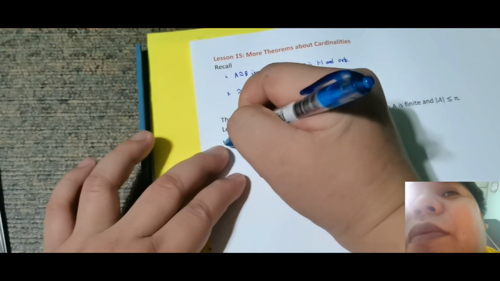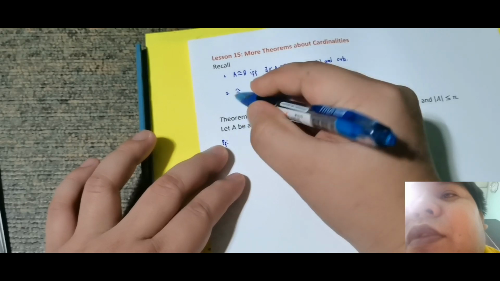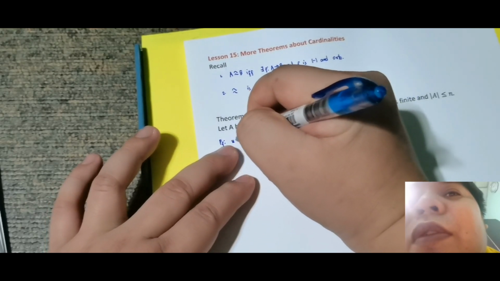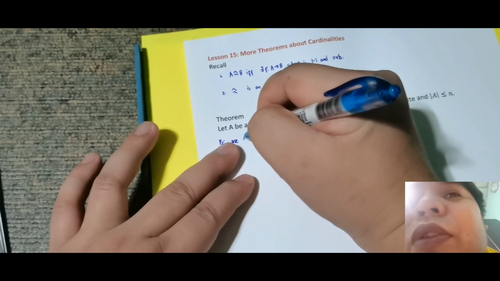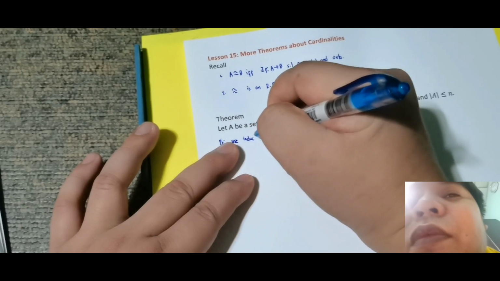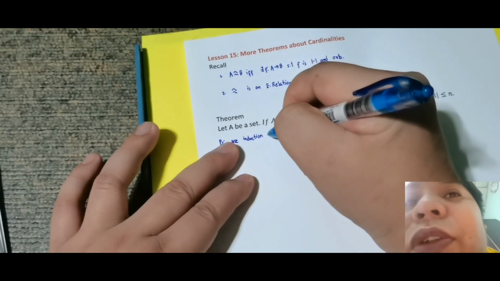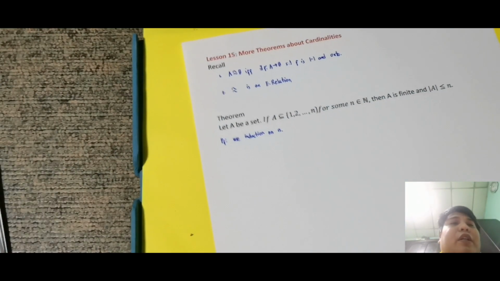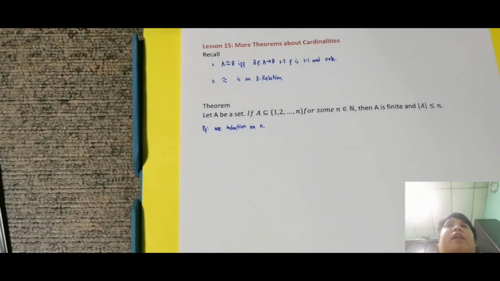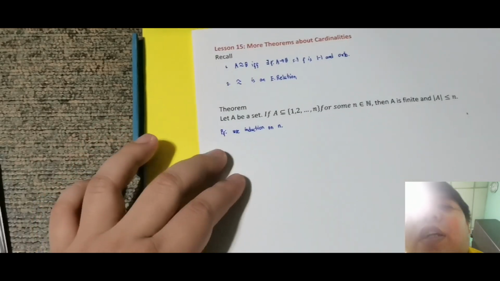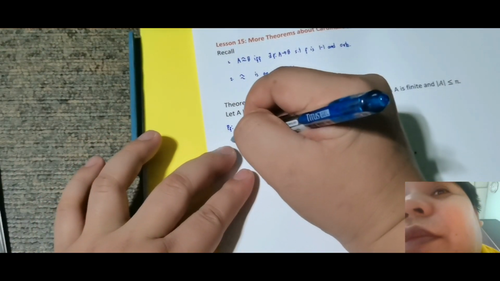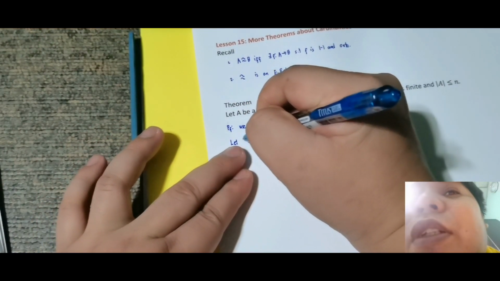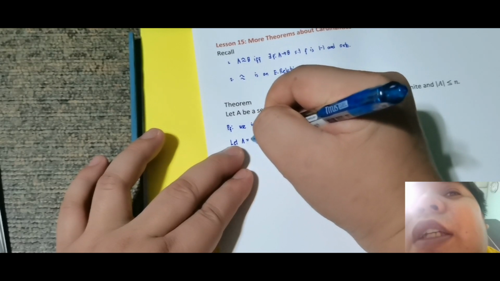Start tayo dito. So use induction on n. So we will use induction on n. Okay, ngayon dito tayo mag-i-start. Ang unang tanong, since A is a subset nung 1, 2, 3, up to n. Una, what if si A is empty? Okay, ito yung una. Let A, so ito yung unang possible scenario na mangyari. Let A be equal sa empty set.